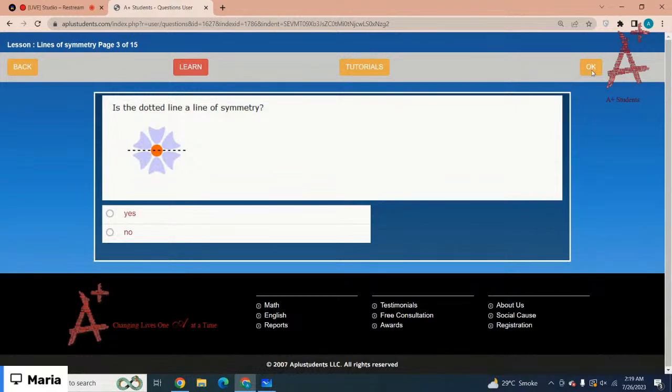Is the dotted line a line of symmetry? Which is the correct option, yes or no? The correct option is yes. If you fold the image along the dotted line, the two sides exactly match up. That means yes, the dotted line is a line of symmetry. The correct option is yes.